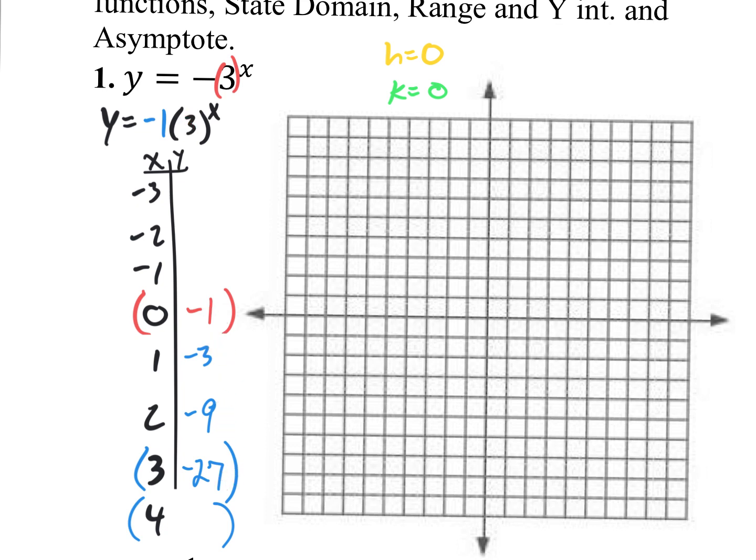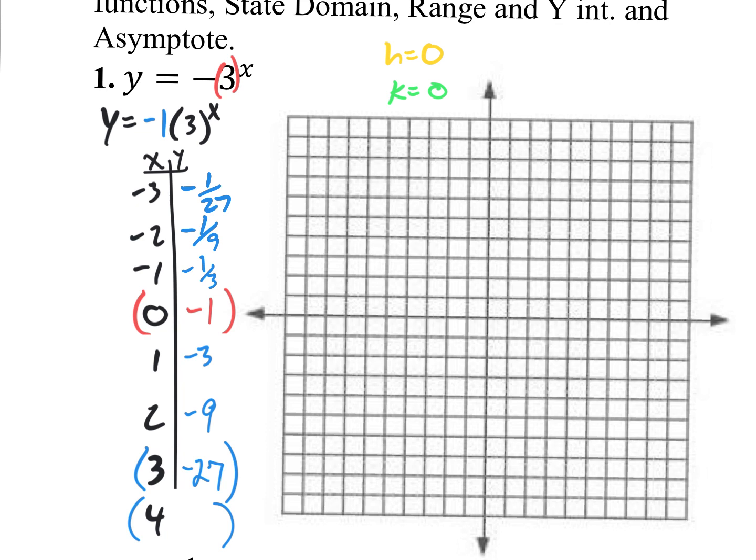So going this way, I'm multiplying by that growth factor of 3. Going backwards, I'm dividing by 3, which is really multiplying by 1/3. So negative 27 times 1/3 is negative 9, times 1/3 is negative 3, times 1/3 is negative 1, times 1/3 is what? Negative 1/3. And then what is 1/3 times negative 1/3? Negative 1/9. And then what is negative 1/9 times 1/3? Negative 1 over 27, which we know is getting smaller and smaller and smaller.